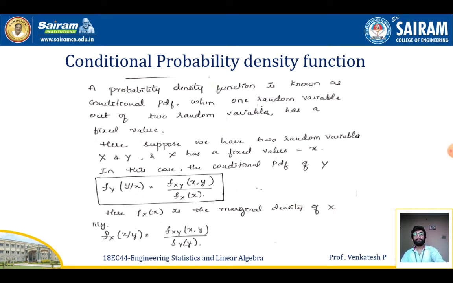Similarly, I'm going to fix y now. If I fix the value of y, I can estimate the conditional PDF of the capital X, that is, the small f with respect to the random variable x of the ratio x by y is given by the joint PDF f of x comma y divided by the marginal function f of y.